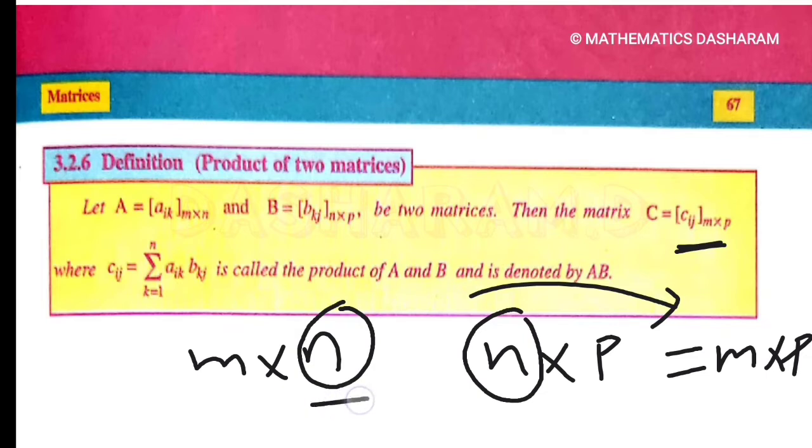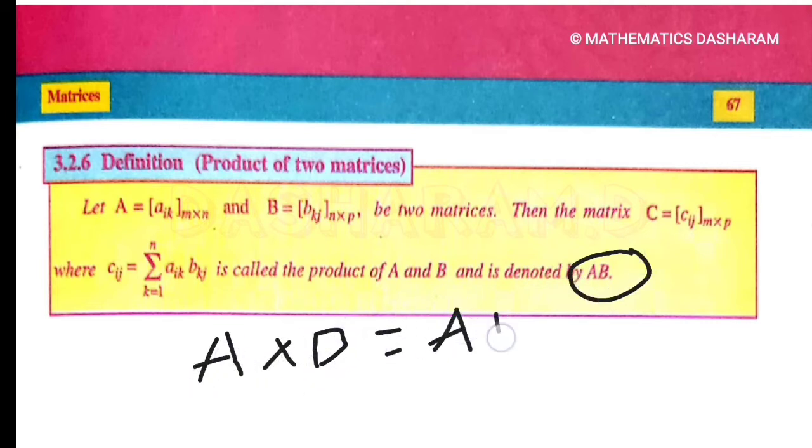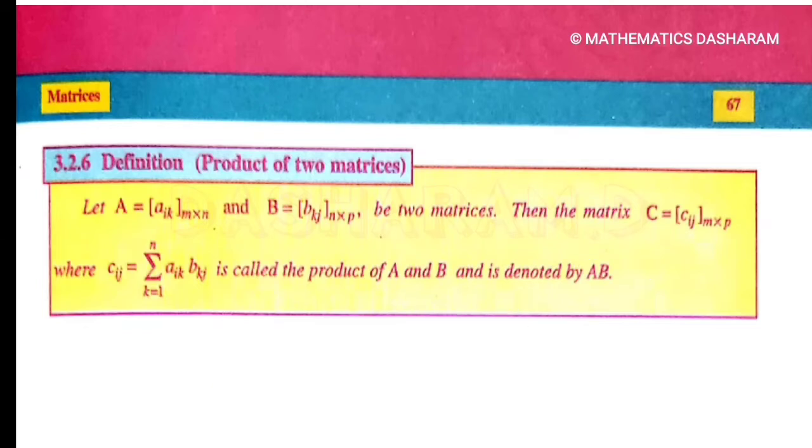So the number of columns in the first matrix should be equal to the number of rows in the second matrix. This product is denoted as AB. A into B, we know very well, we write AB. In this product, how are the elements defined? C_ij equals sigma k equals 1 to n of A_ik into B_kj. First of all, I think you don't know the meaning of sigma, so I will explain now.